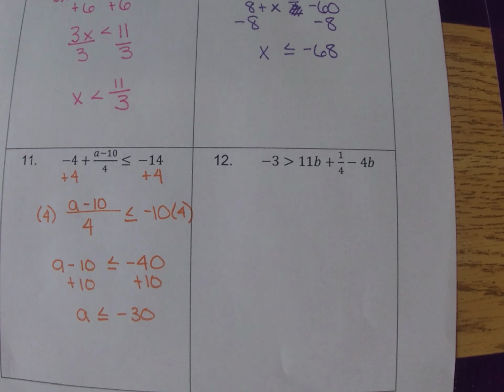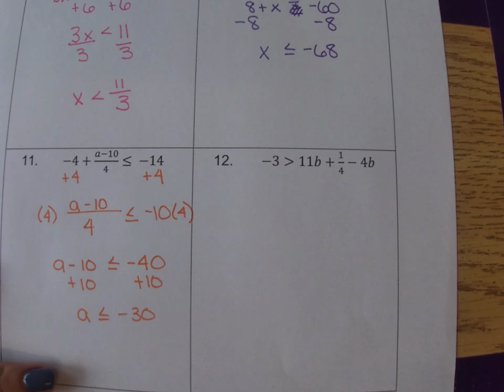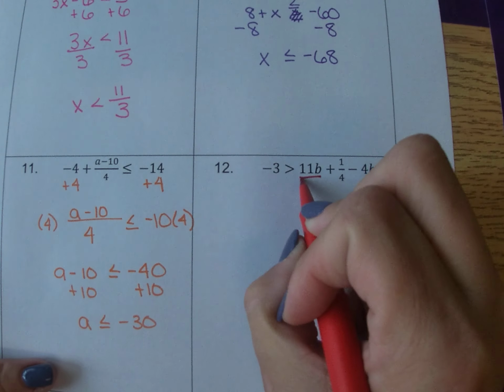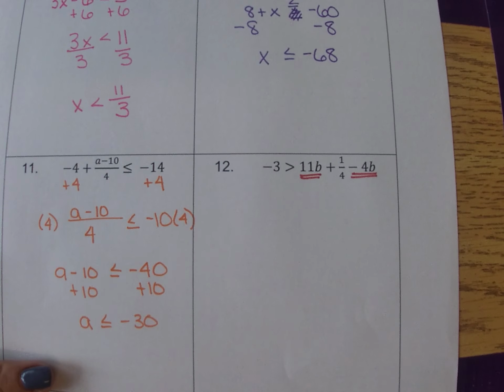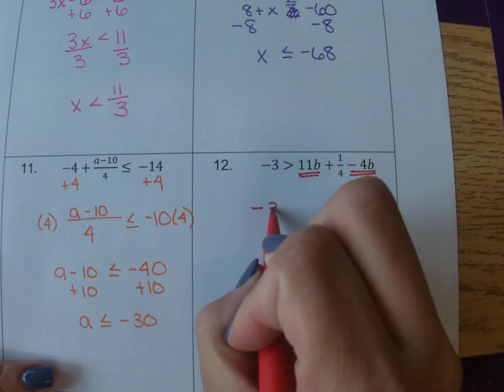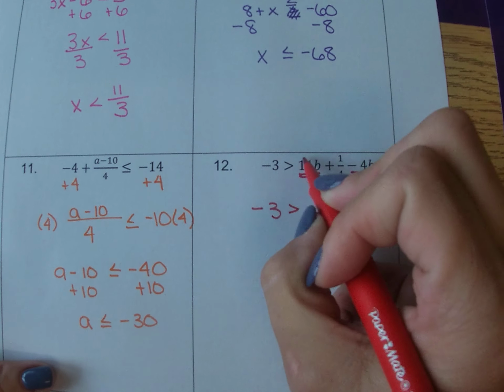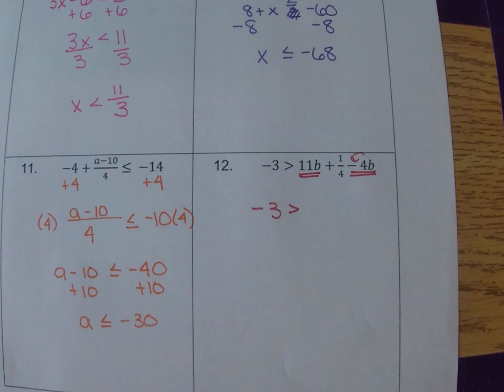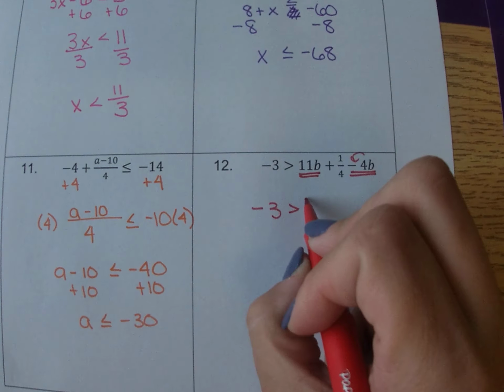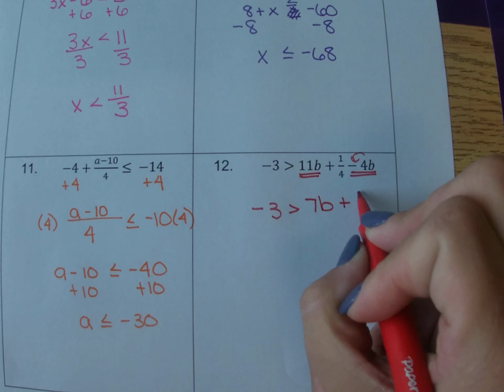Last one we're going to look at here. So again, we have a fraction. Do not let that fraction freak you out. If you need to use a calculator, that's fine, whether that's a handheld calculator or Desmos. We do have more than one variable. So if we have more than one variable, we need to get those together. So I'm going to have -3 is greater than 11b minus 4b, right? I'm using the sign in front. So that's going to give me a 7b.